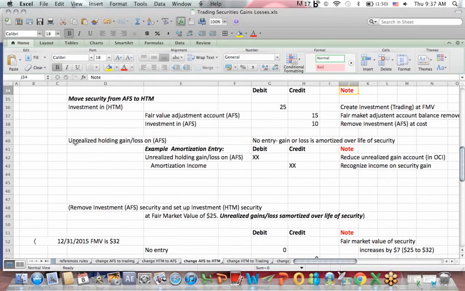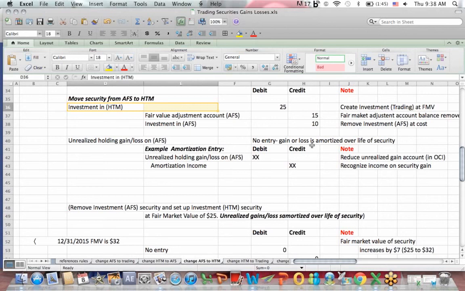One more thing that's left hanging is, well, what about that unrealized holding gain and loss that we had on the AFS security that accumulated over time? The way we deal with it is that gain or loss is amortized over the life of the security. Because it's a hold to maturity security, it has to be a bond. A bond has a maturity date.